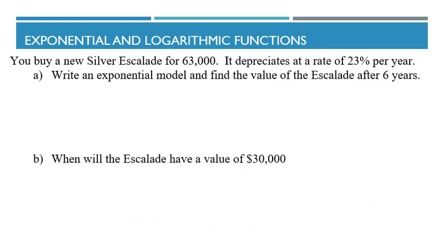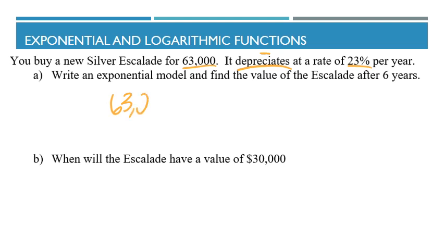All right, let's take a look at a couple more word problems here. I've got a silver Escalade for 63,000. Nope, I would never have that because my teacher income wouldn't allow me to spend that much. But let's pretend that I'm rich and can buy a nice Escalade. Depreciates is a keyword. That means subtraction, and I have my rate. So write the exponential model and find the value after 6 years.